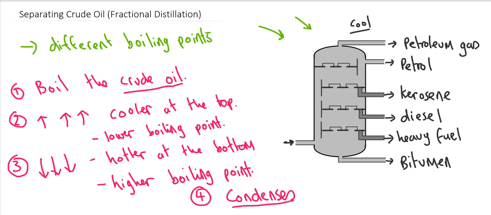Now, there is a way to remember all of the different fractions just by using the first letter of each fraction. And I remember it like this: pretty penguins keep drinking hot beer. Now just remember, as we start from the top and go down this fractional column, the alkane chain is getting longer.